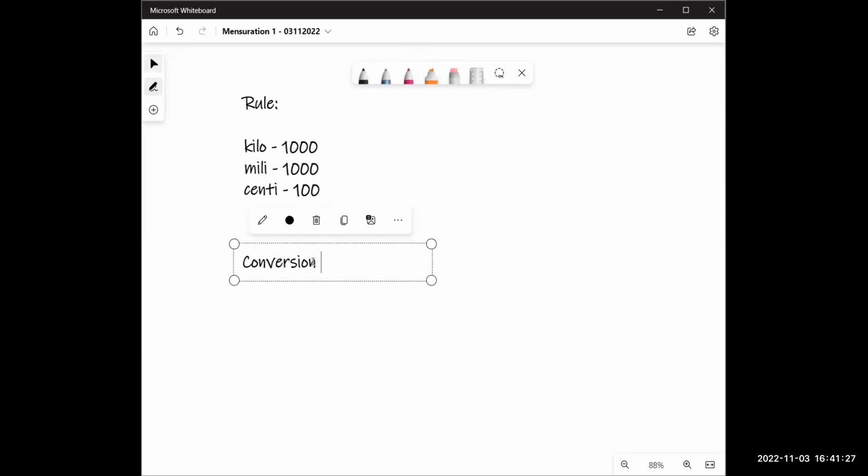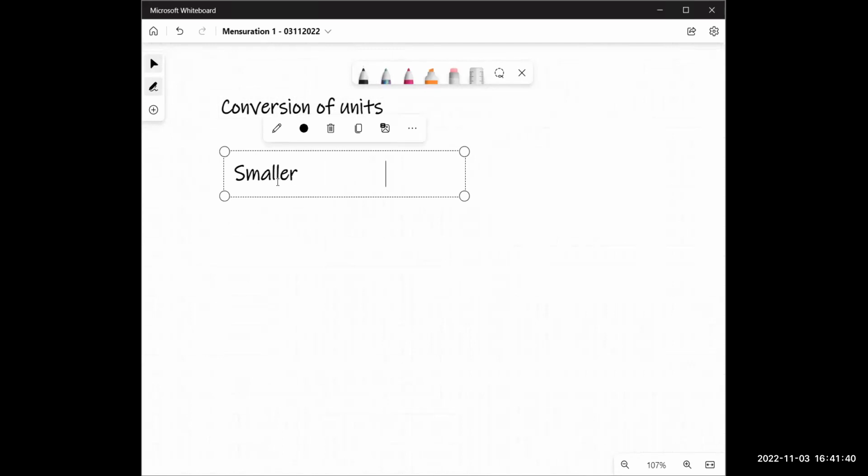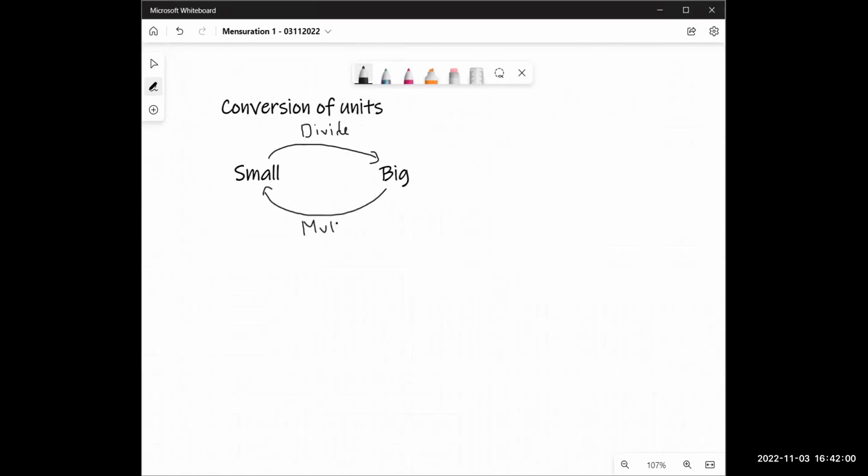Now, how can we convert units? Look, if I go from smaller to bigger, let's just say small to big, then you have to divide. And when you go big to small, you have to multiply. Make this in your notebook, tell me when you're done. Now we look at examples.